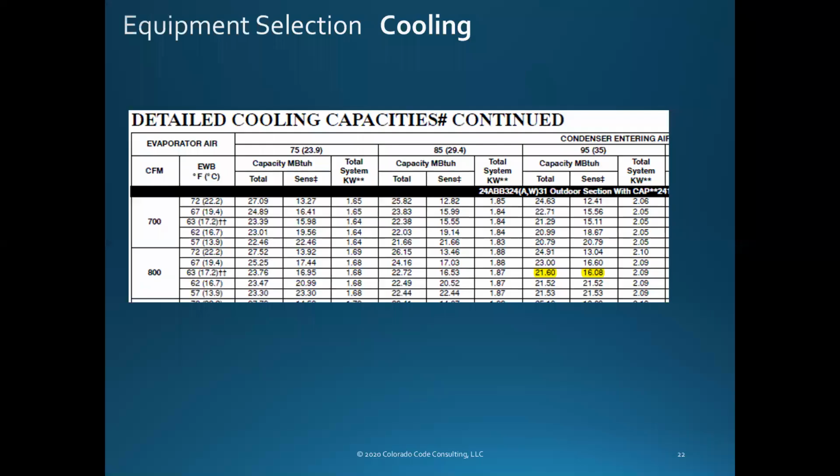All right, so let's see how we do this. Here's just a very small screenshot of something that there are many, many pages of in detailed cooling capacities. This chart will go all the way up to 115 degrees in 10-degree increments. So it's got 105 and then 115.